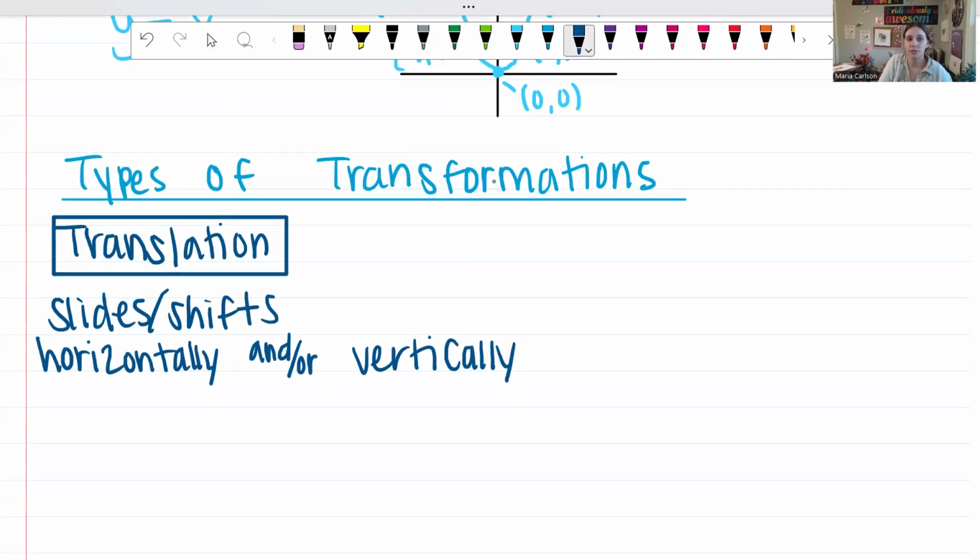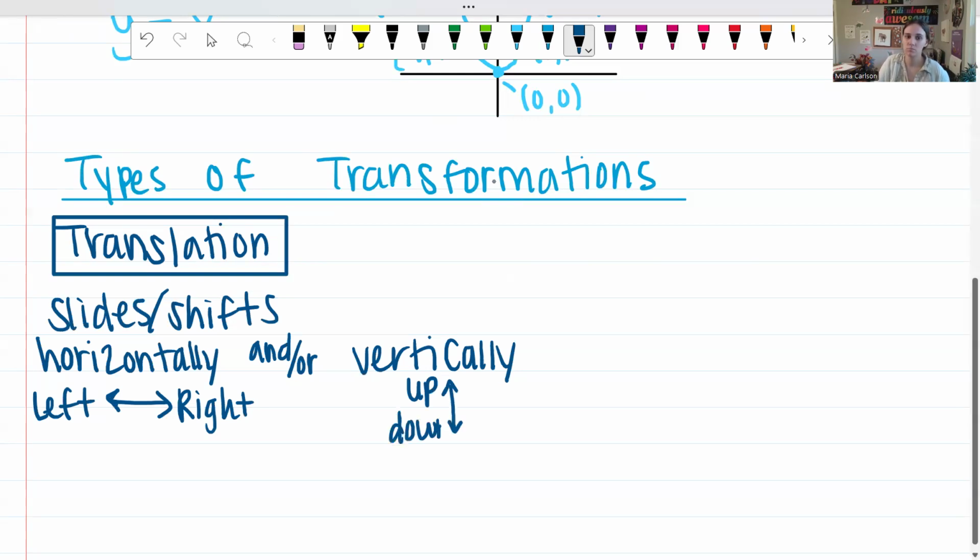So if it is going to slide or shift it horizontally, that means it is going either to the left or to the right. If it is shifting vertically, then it is going up or it is going down. You could go left and down. You could go right and up. You can't go both up and down. You're going either up or down. So that is a translation.